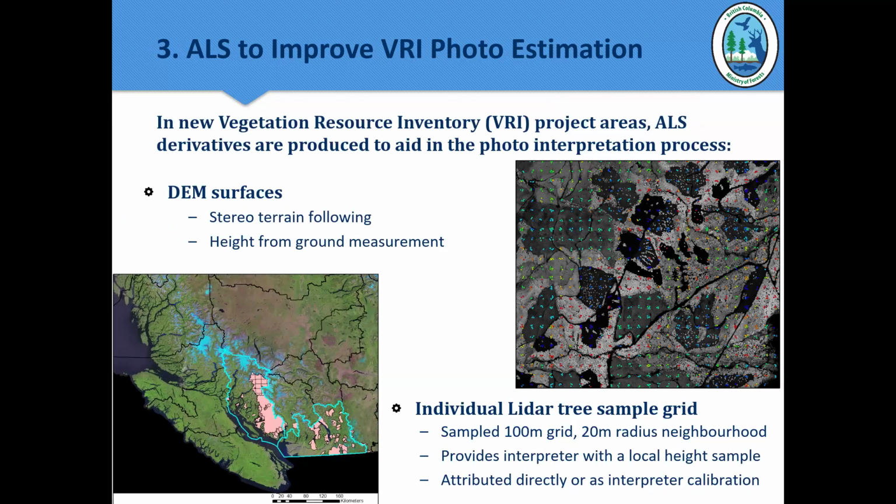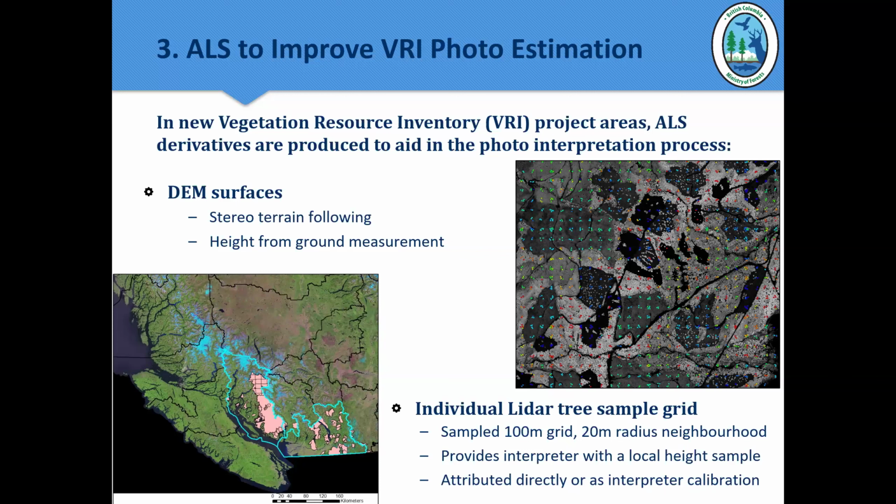So just to talk a bit about how we're using LiDAR data to improve some of our VRI photo estimation. In these new VRI project areas, we're deriving both 1 meter terrain surfaces and individual tree samples to aid in this photo interpretation process. The terrain helps with the stereo following, and you can actually get height from ground measurements. And so we've actively completed this process.